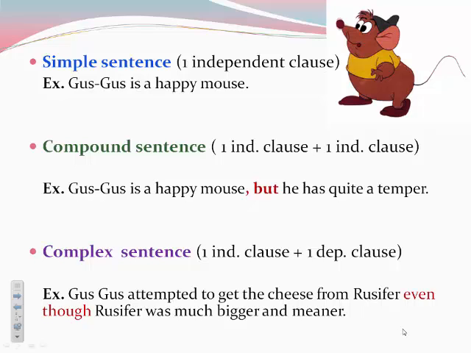So here's an example of a simple sentence, which is one independent clause. Gus-Gus is a happy mouse. And an example of a compound sentence: Gus-Gus is a happy mouse, but he has quite a temper. Now, in place of that comma but, we could have also put, remember, a semicolon or a conjunctive adverb, semicolon, adverb, comma, and it would still be a compound sentence. And then an example of a complex sentence would be Gus-Gus attempted to get the cheese from Lucifer even though Lucifer was much bigger and meaner. So you have the dependent clause at the end, independent at the beginning. Since the dependent clause at the end is subordinate, you don't put a comma before the clause.